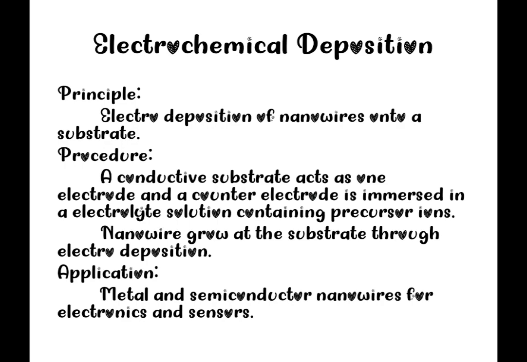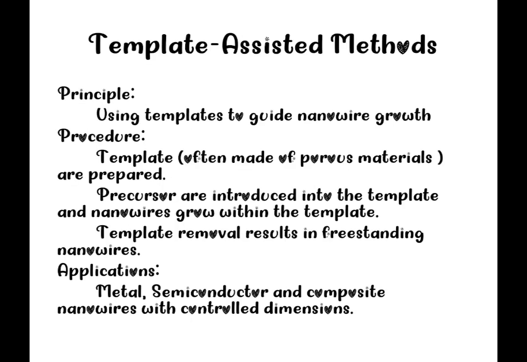Electrochemical deposition. Principle: electrodeposition of nanowires onto a substrate. Procedure: a conductive substrate acts as one electrode and a counter electrode is immersed in an electrolyte solution containing precursor ions. Nanowires grow at the substrate through electrodeposition. Applications: metal and semiconductor nanowires for electronics and sensors.